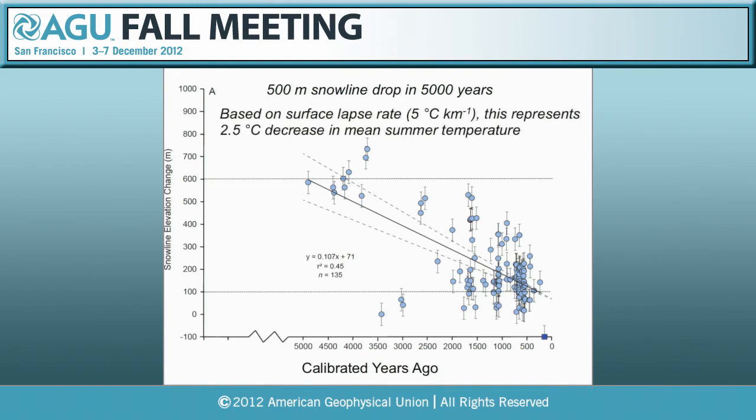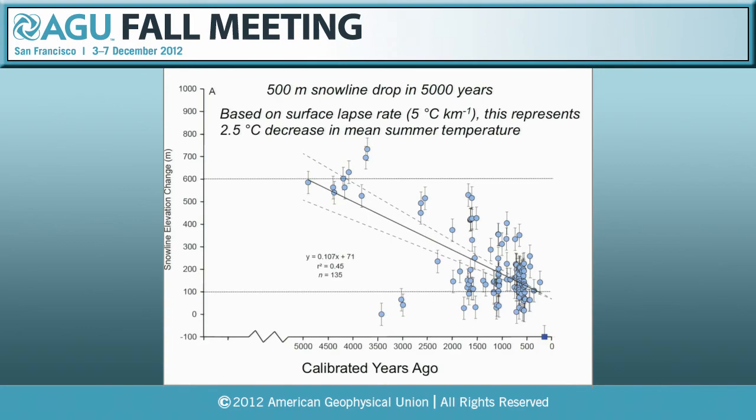And we can convert that elevation change to temperature because Martin Sharp's group in Edmonton just published a pretty nice study where they calculated the surface lapse rate on glaciers in the eastern Canadian Arctic. It's about 5 degrees C per kilometer. So a 500-meter depression translates to about a 2.5-degree C decrease in summer temperature over the last 5,000 years.